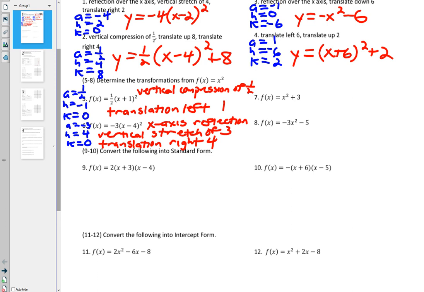For Brandon. Brandon, do 7 for me. Let's start off with A, H, and K. A is what? It is 1, yes. Good. Excellent. So you got the easy one there. What are the transformations there?